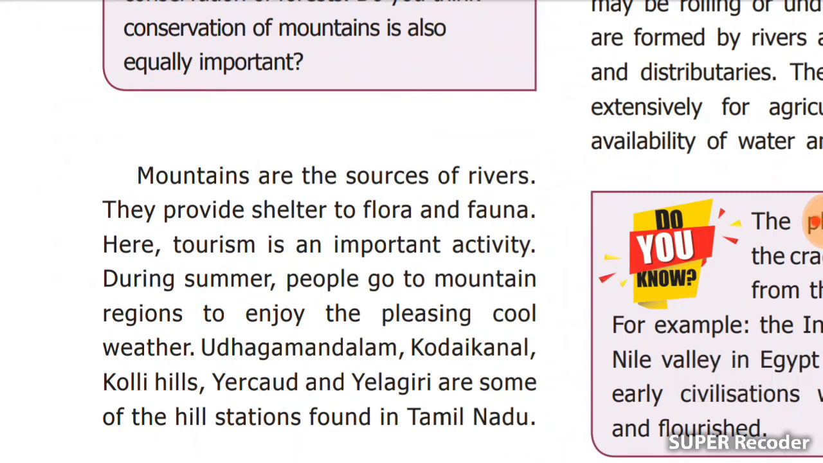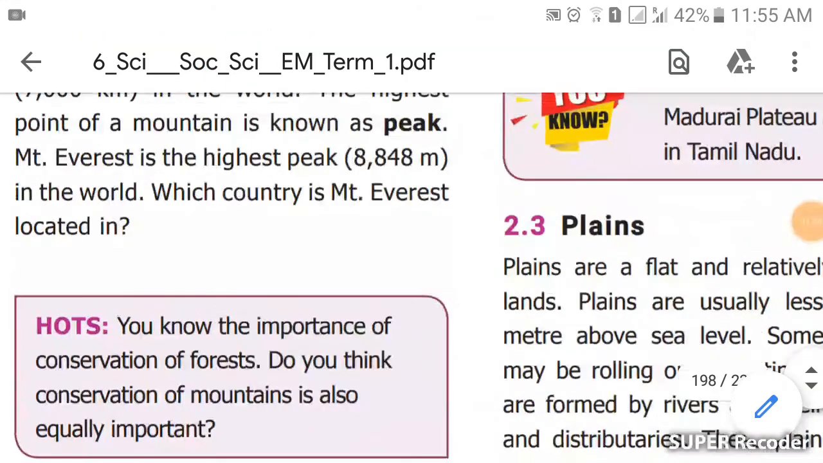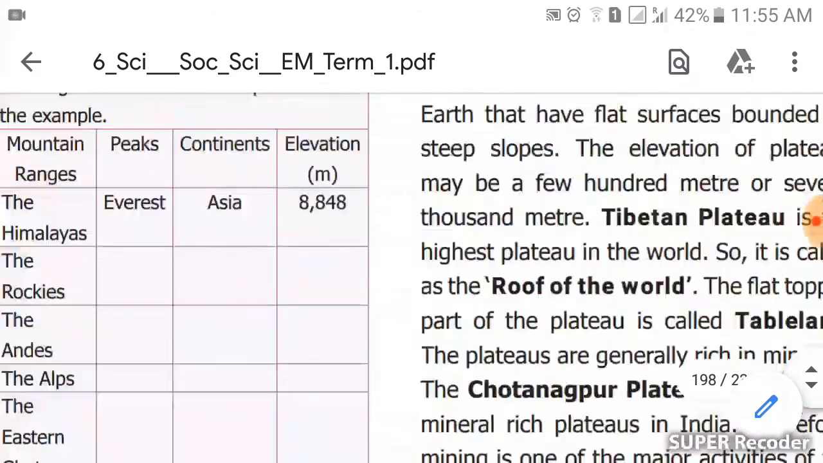Mountains are the sources of rivers. They provide shelter to flora and fauna, and tourism is an important activity because in summer people go to the mountain ranges to enjoy the pleasing cold weather. Udhagamandalam, Kodaikanal, and you all used to go to Yercaud, Yelagiri, Kolli Hills. These are all places in Tamil Nadu where we go for vacation.